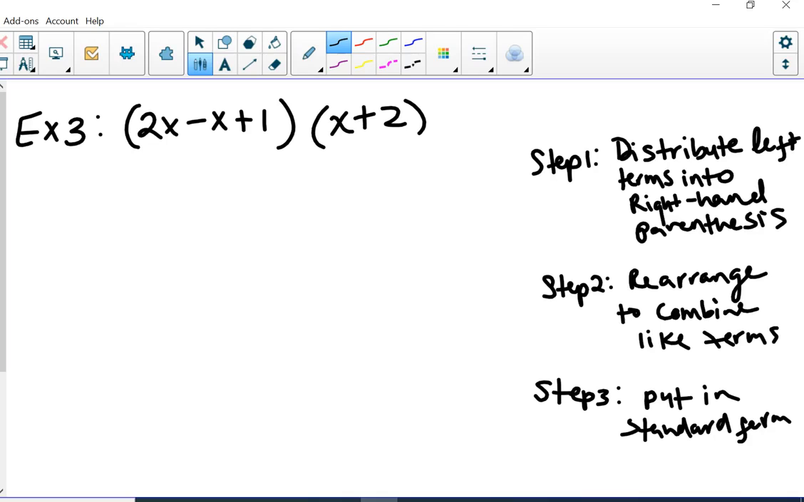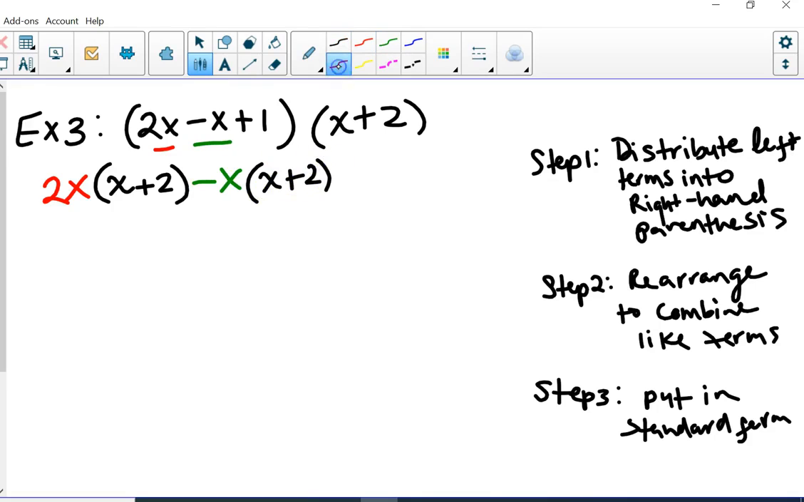Okay, welcome back. So my first step will be to write it out where I can easily distribute everything on my left to everything on my right. So I'm going to take my first term, 2x, write it, and I want to distribute it to x plus 2. Next, I'm going to take my second term, minus x, and I want to write it times parentheses x plus 2. And last, I have my last term, plus 1.